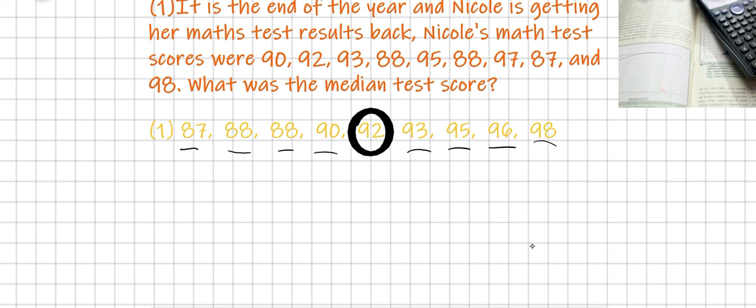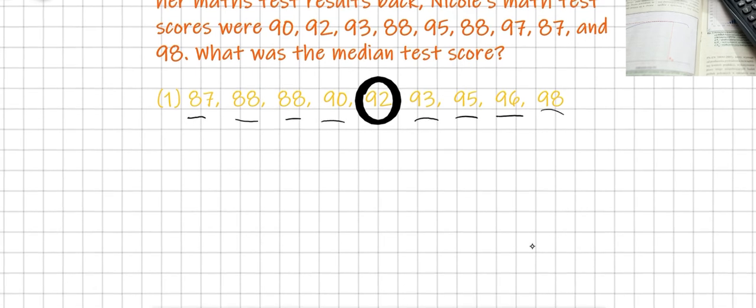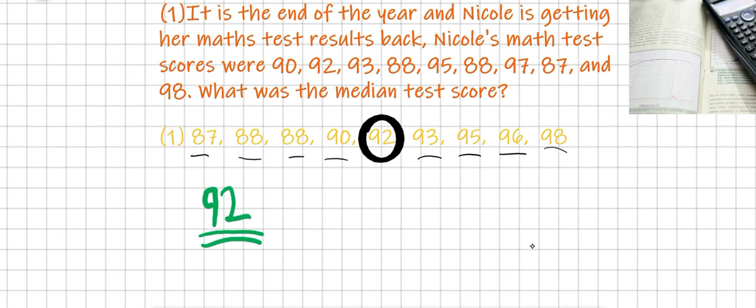And since we don't have 2 middle numbers, all we have to do is write 92, and that would be the median test score for Nicole. That's a pretty good test score.